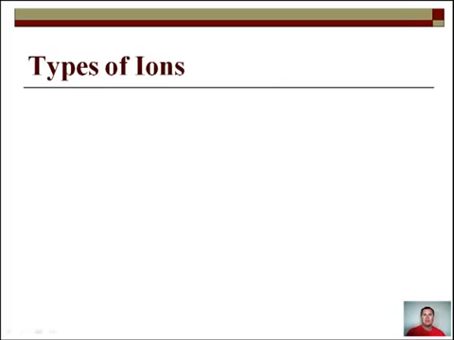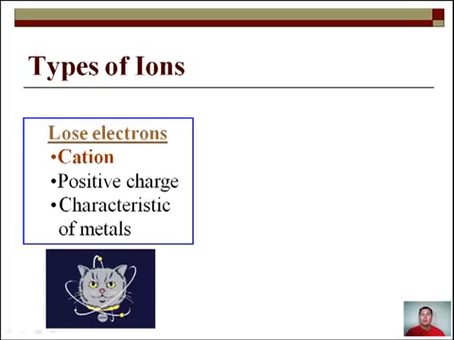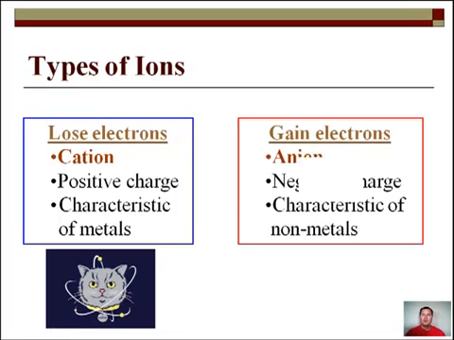Ions fall under two basic categories based on whether they are positive or negative. If you lose electrons, you're going to be called a cation. If you're losing electrons, you'll have more protons than electrons, and you have a positive charge. This is generally characteristic of metals, which remember we find to the left of that diagonal line on the periodic table. Now if you gain electrons, we call it an anion. It has a negative charge, so you'll have more electrons than protons. This is a characteristic of the nonmetals, which are on the right hand side of that stair step.